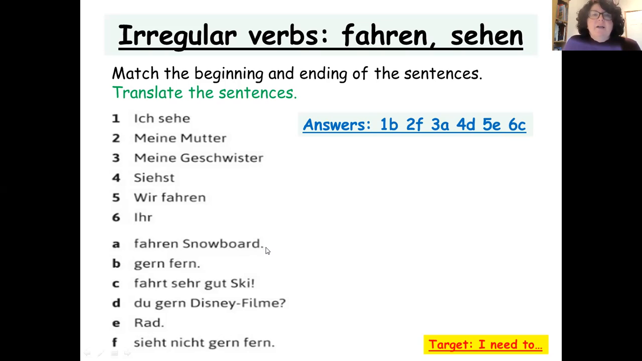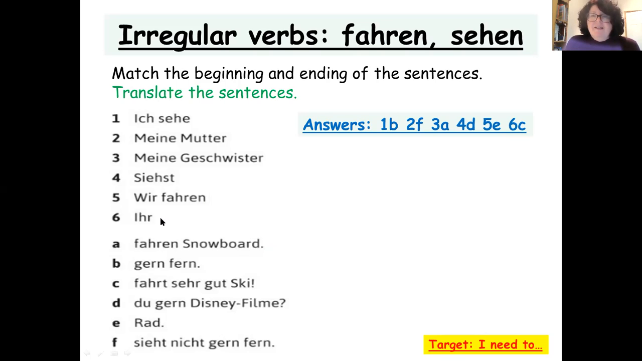Ganz gut. Vier. Oh, we did vier at the beginning because that was the easy one. So siehst du gern Disney-Filme? Do you like watching Disney-Filme? And then wir fahren. So this one is tricky, okay? This is the one that I think is probably the trickiest here because it could be anything here. So it's a noun. So wir fahren Rad is that we go bike riding, okay?